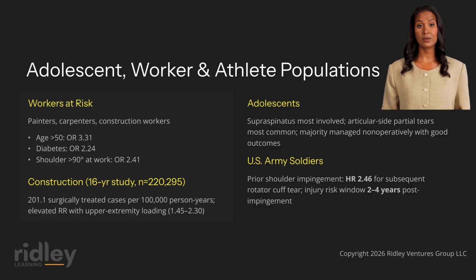Turning to specific populations, rotator cuff tears in adolescents are uncommon because the degenerative processes driving most rotator cuff pathology predominantly affect adults over 40. However, in adolescent athletes, particularly those in overhead throwing sports like baseball and softball, rotator cuff injuries do occur with clinically meaningful frequency. In retrospective reviews of pediatric patients with MRI-confirmed rotator cuff injuries, the supraspinatus tendon was most frequently involved, and articular side partial thickness tears were the most common pattern.